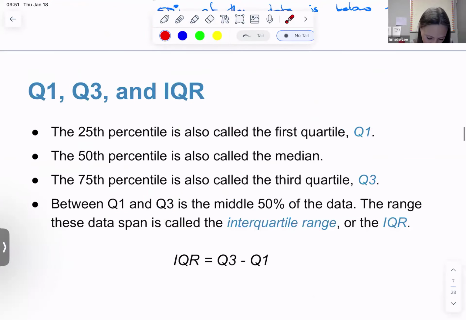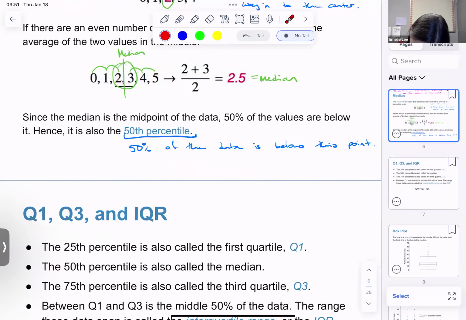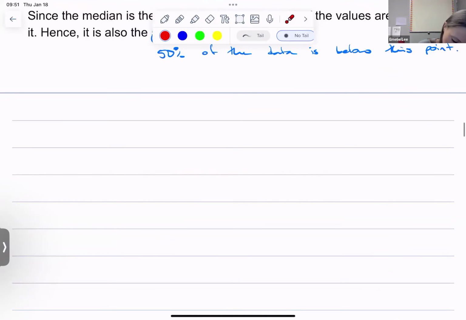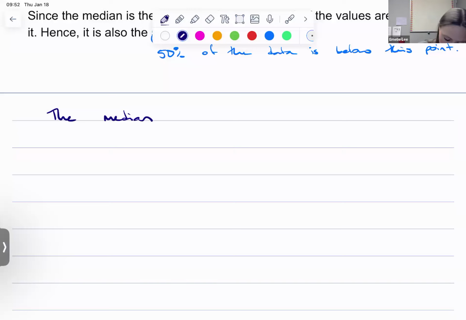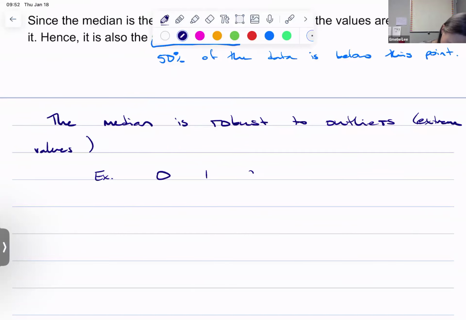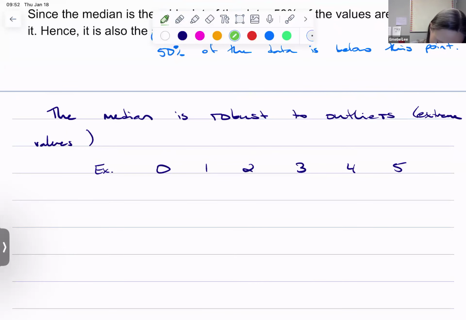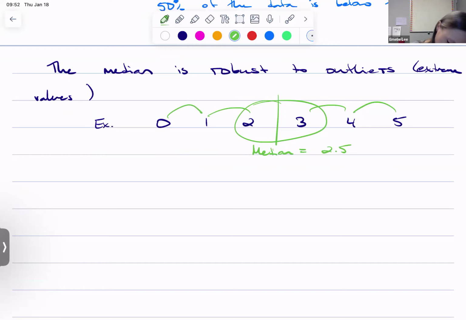Let me just scroll ahead here. I want to add a page because I've got a couple more things to say. The median is robust to outliers, so extreme values. If we consider a data set, for example, 0, 1, 2, 3, stealing the one from up above here, 4, 5, then the median is going to be 1, 2, 3, 4 here. The median is 2.5. We just did that.